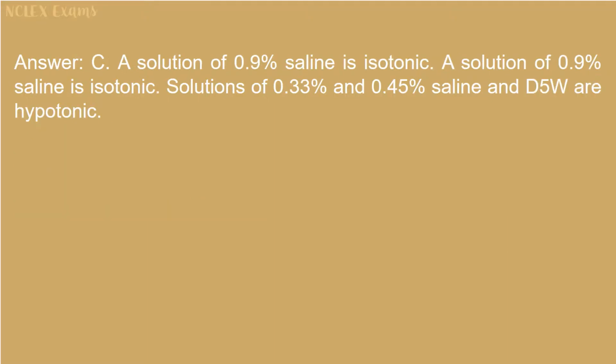Answer C. A solution of 0.9% saline is isotonic. Solutions of 0.33% and 0.45% saline and D5W are hypotonic.